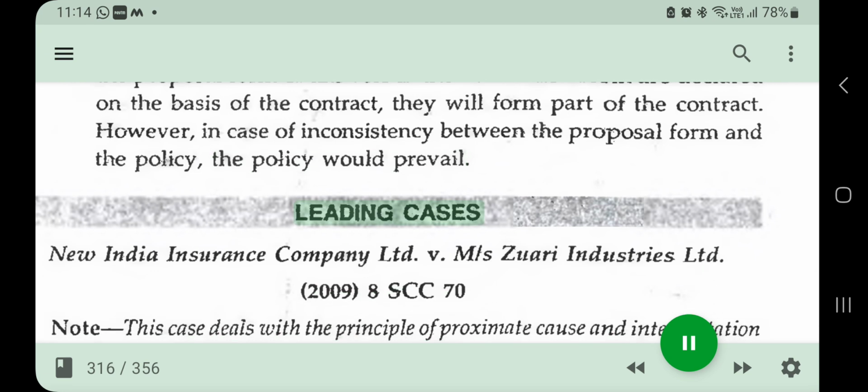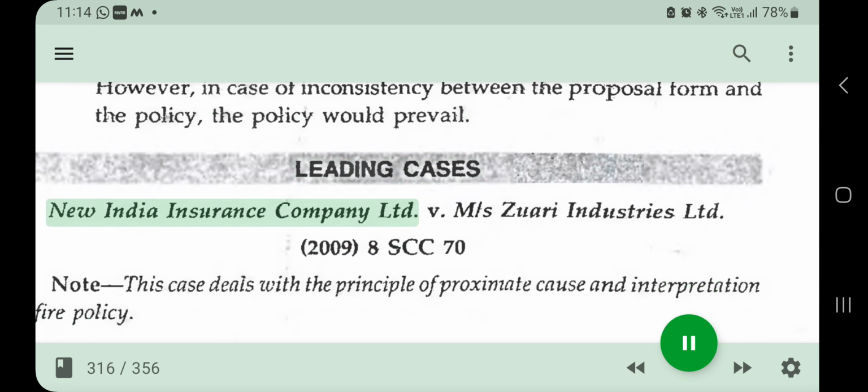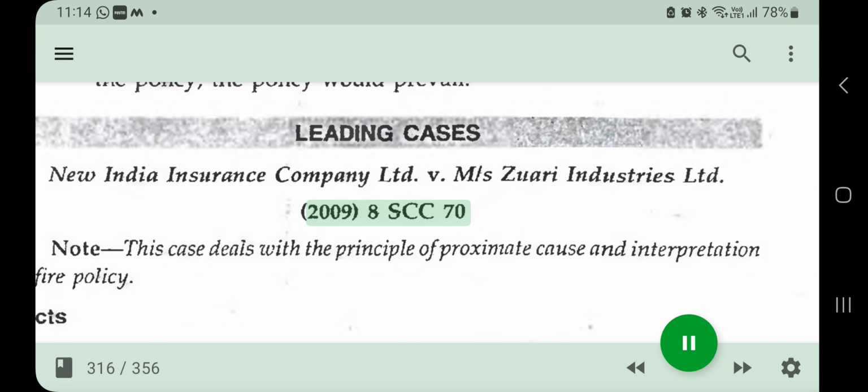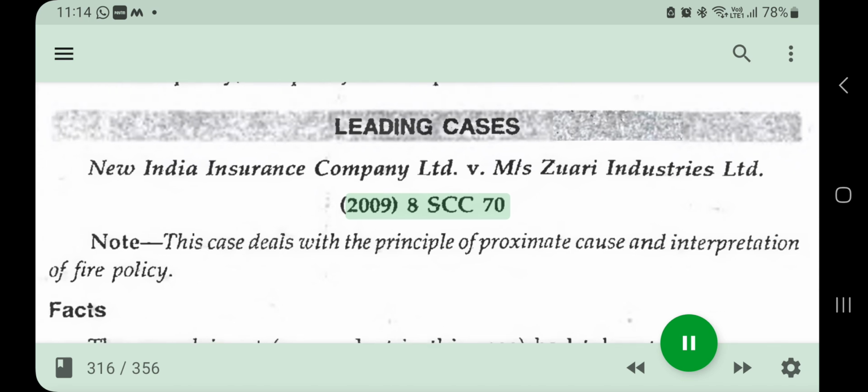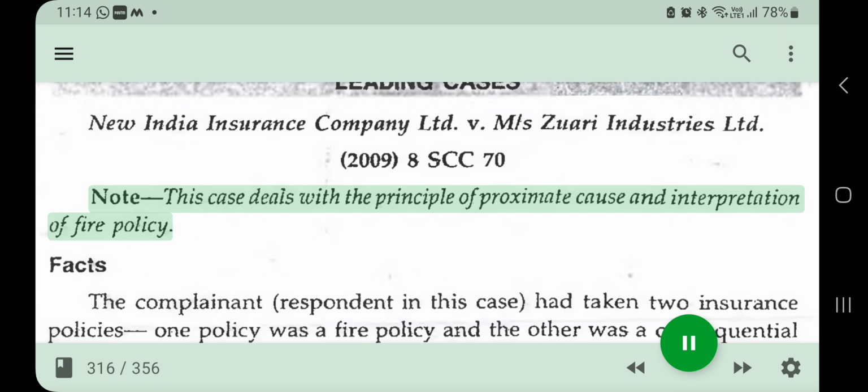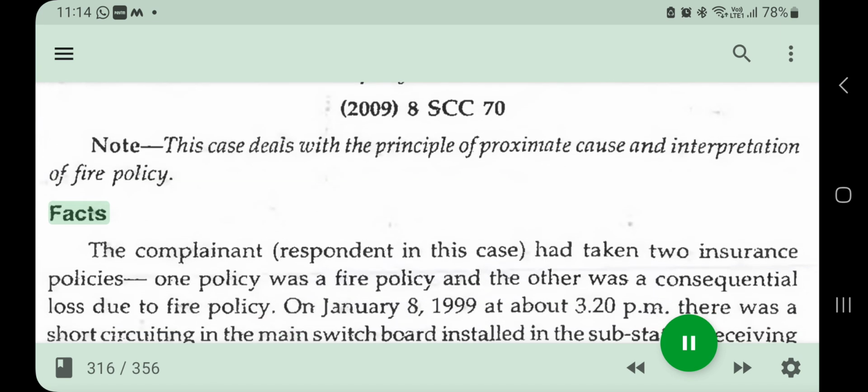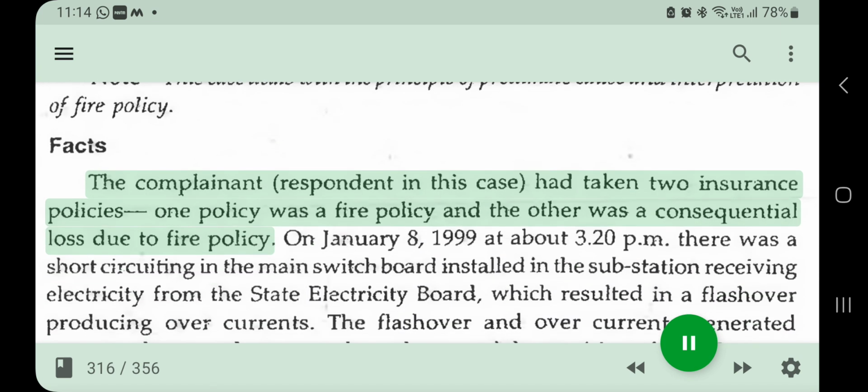Leading cases. New India Insurance Company Limited v. Zuari Industries Limited, 2009, 8 SCC 70. Note, this case deals with the principle of proximate cause and interpretation of fire policy. Facts. The complainant, respondent in this case, had taken two insurance policies: one was a fire policy and the other was a consequential loss due to fire policy.